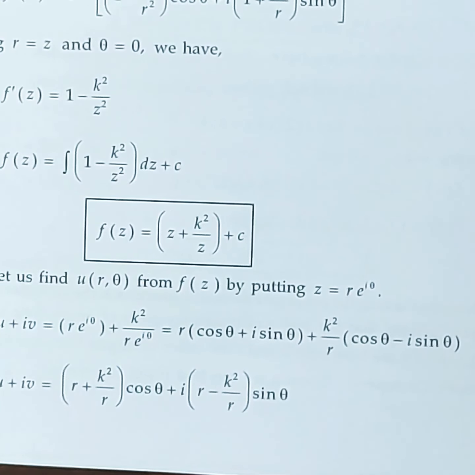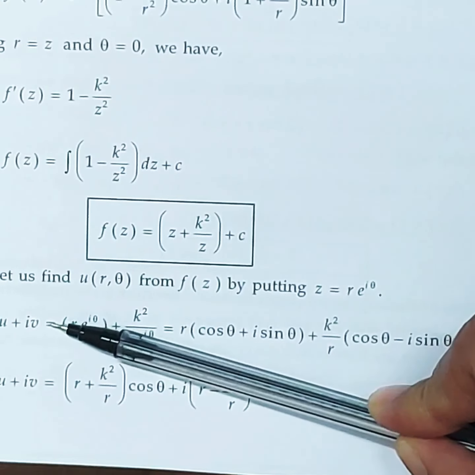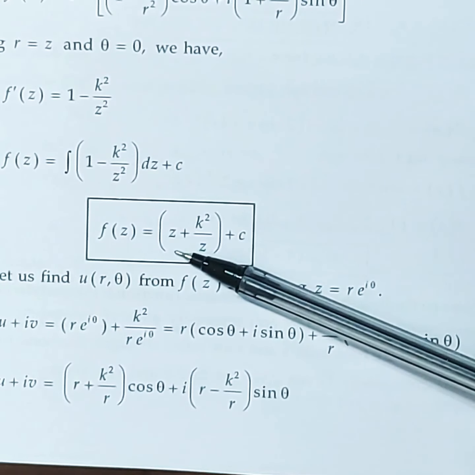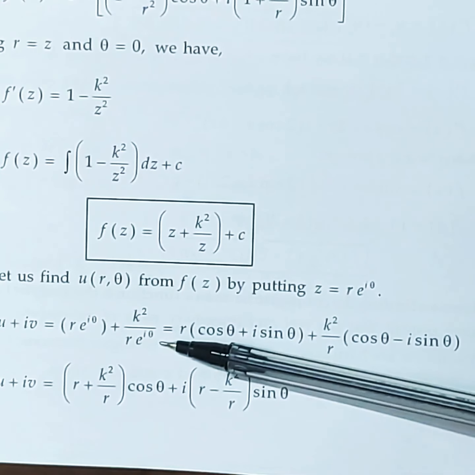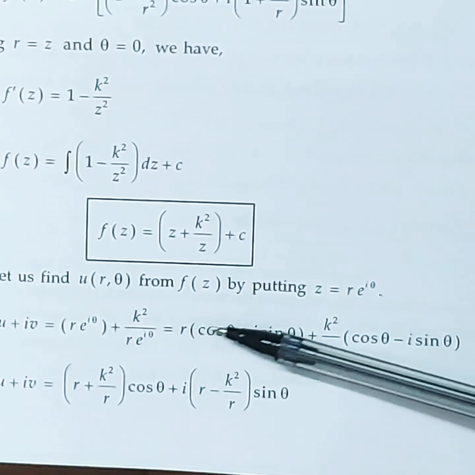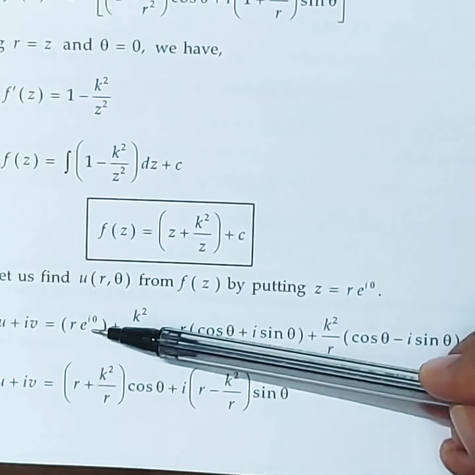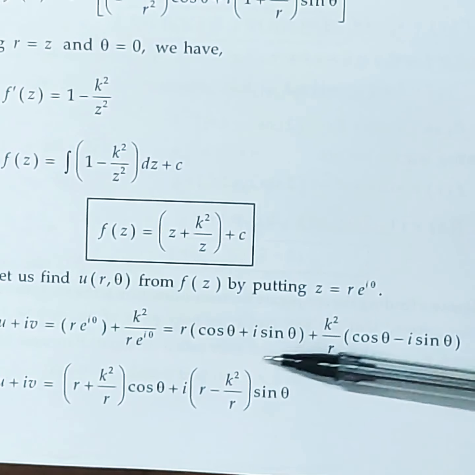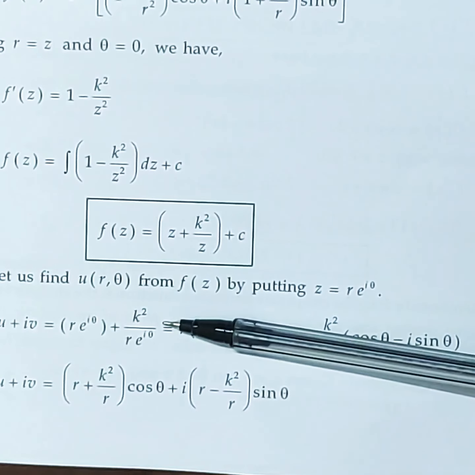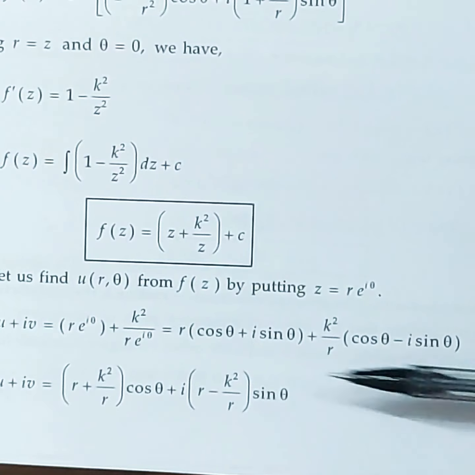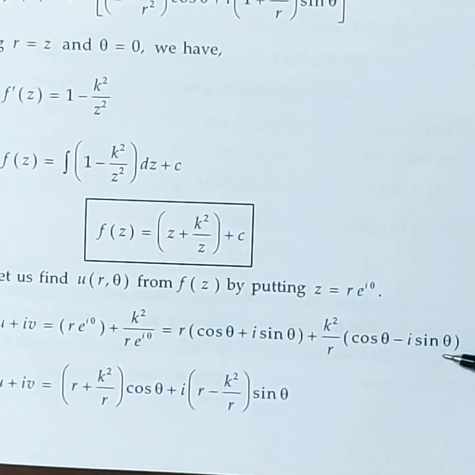So f of z on this side is nothing but u plus iv, and right hand side r e power i theta plus k square by r e power i theta. We have just substituted z as r e power i theta. What is e power i theta? Now again I am going to split e power i theta as cos theta plus i sin theta, plus k square by r into this e power i theta in the denominator, which if it comes to the numerator is e power minus i theta. So I have written that as cos theta minus i sin theta. e power minus i theta is nothing but cos theta minus i sin theta. This denominator is coming to the numerator.